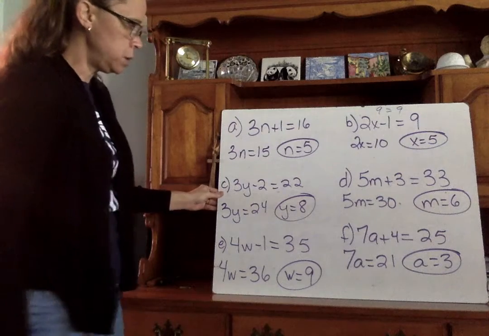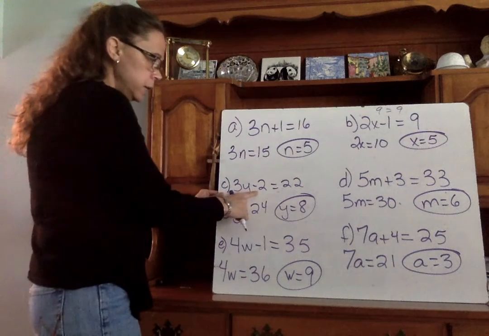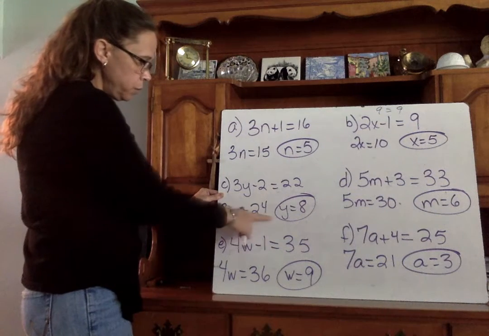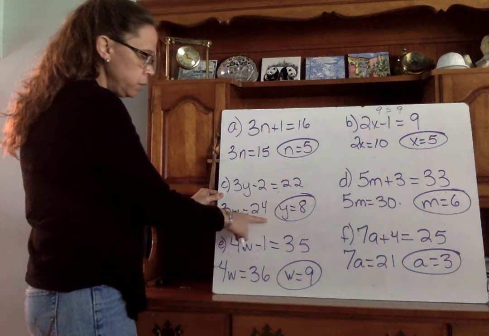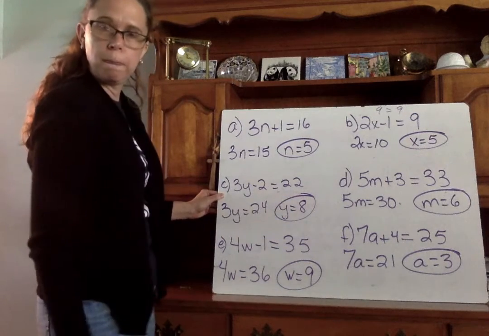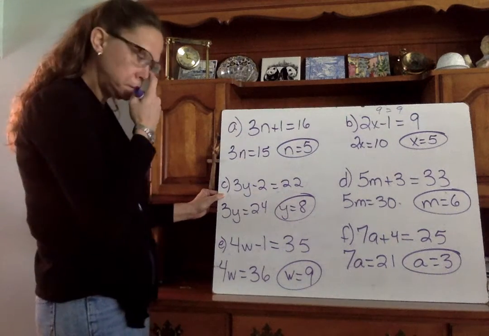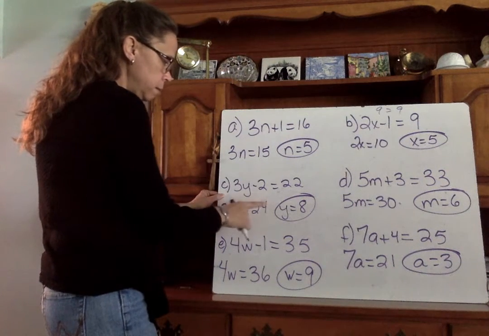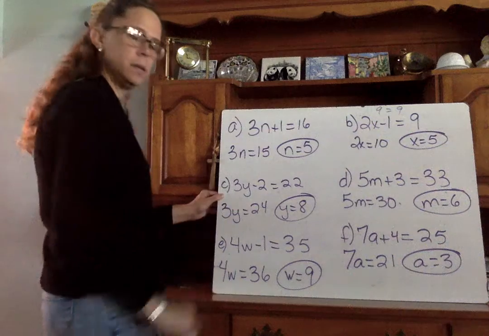C, 3y minus 2 is equal to 22. If I didn't subtract the 2, my answer here would be 2 bigger. Let's make it 2 bigger, 24. 3y is equal to 24. Divide by 3 on both sides. y is equal to 8. Okay, put 8 back in. 3 times 8 is 24, minus 2 is 22.